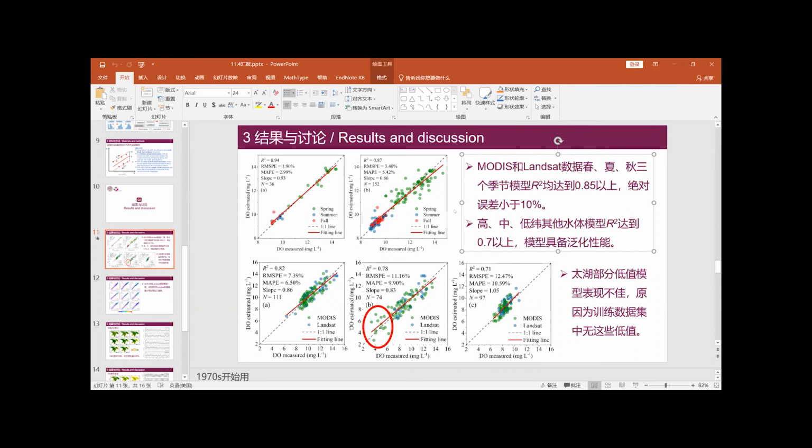Another question. Have you considered combining, because your topic is using multiple satellite data? Have you thought about combining MODIS and Landsat data to get a more complete picture, because you say your temporal resolution is quite low? Have you thought about using multiple satellite data?